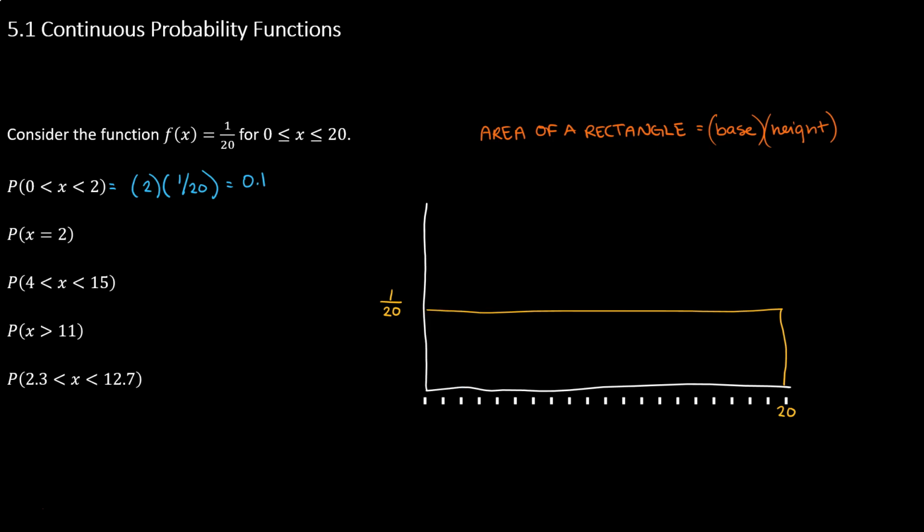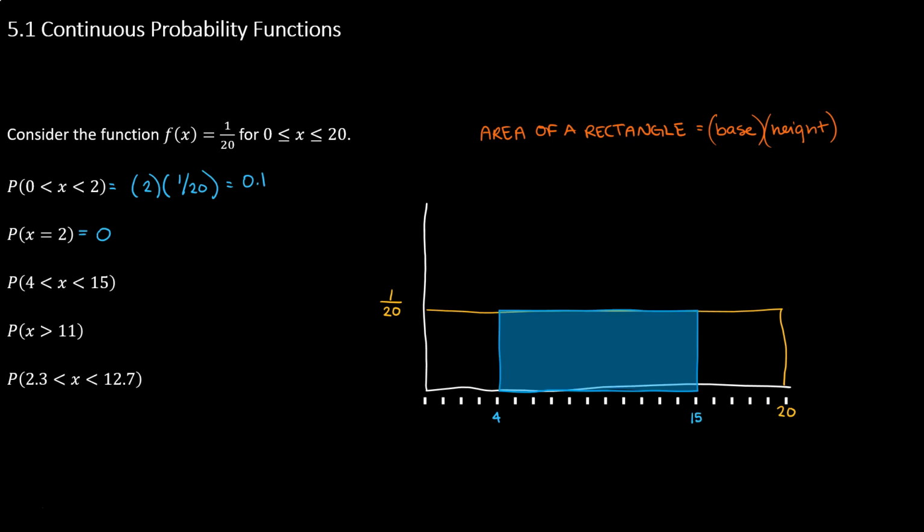What if we wanted to calculate the probability that our variable is exactly equal to 2? Not 2.1, not 2.00001, 2 exactly. That would look like finding the width and height, the area of a line. But we know that lines don't actually have area, so this probability is equal to 0. In fact, for any continuous probability, the probability that our variable is exactly equal to a single value is always equal to 0.